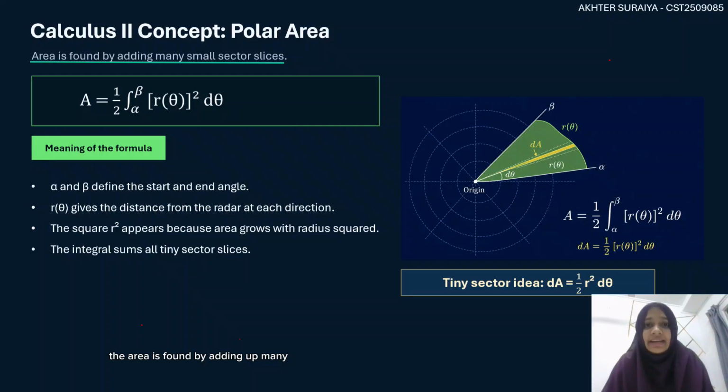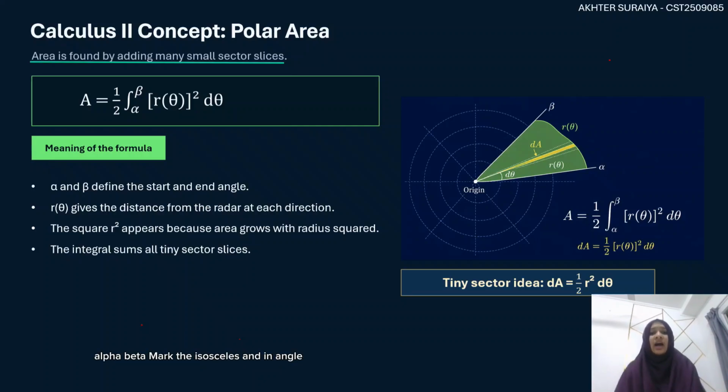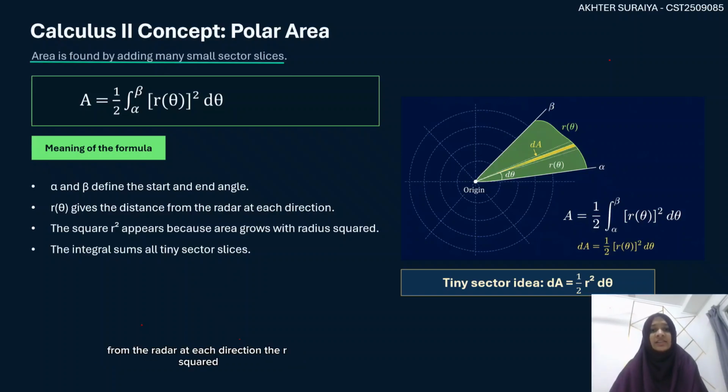The area is found by adding up many small sector slices through integration. Alpha and beta mark the start and end angle. r of theta gives the distance from the radar at each direction. The r squared term appears because area grows with the square of the radius. The integral sums all the tiny sector slices into the total area.